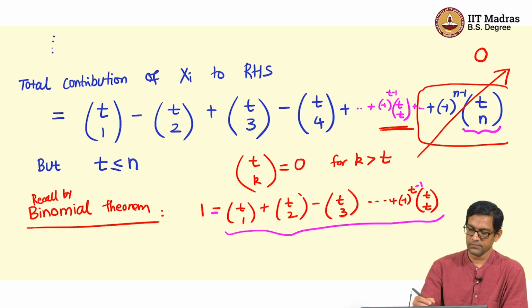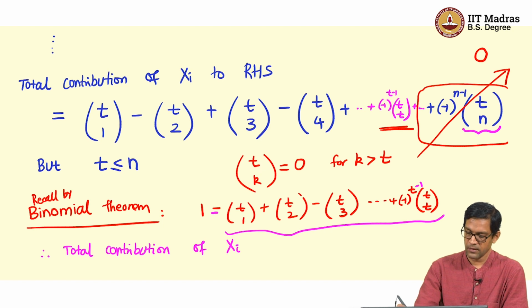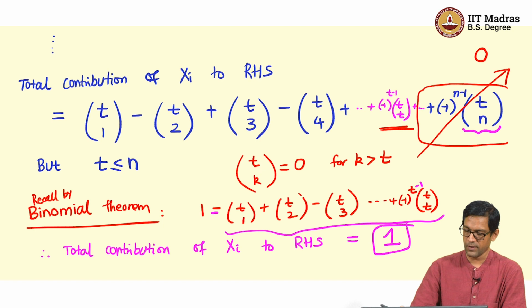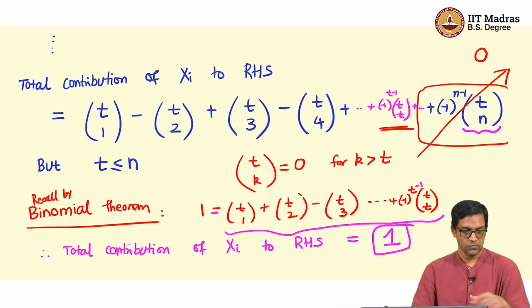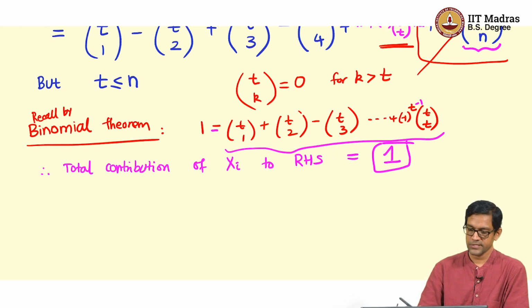Okay. So this term, the total contribution of xi to the RHS is exactly the number 1, that is by the binomial theorem. So therefore this is now the main conclusion, the total contribution of xi to the right hand side. It was a complicated sum of pluses and minuses, but the final answer just turns out to be the number 1. Okay. Now that is more or less the end of the proof.